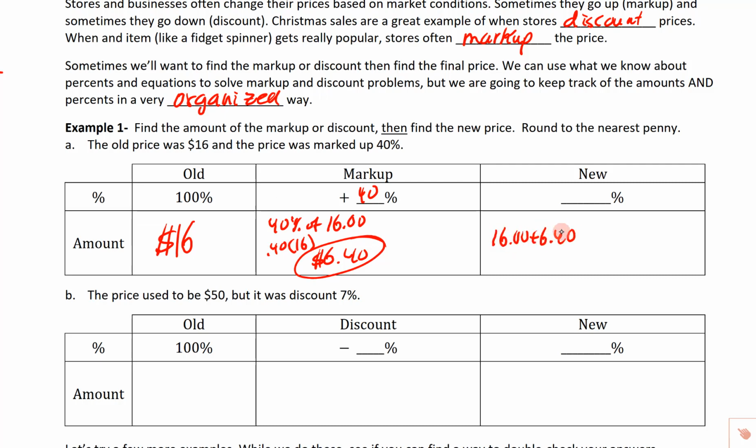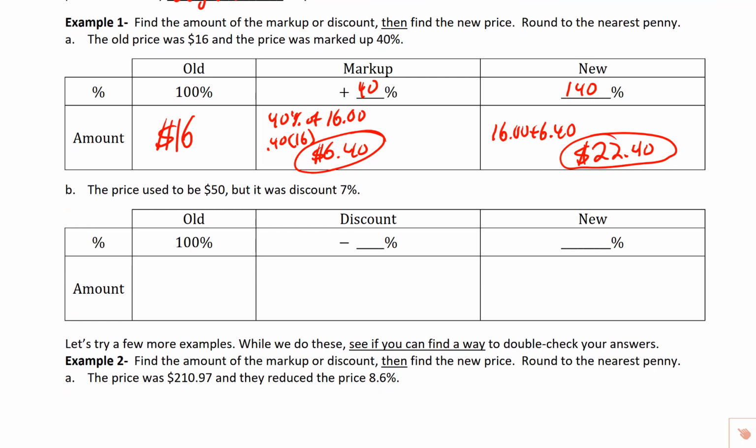Hopefully you can do that in your head. If you can't, just grab a calculator. So this is going to be $22.40. Got to work on my penmanship here. And there we go. So there's the answer. Now, we do want to keep track of these percents because this is going to be interesting in the end. We paid 100% to start with, marked it up 40%, so we actually ended up paying 140% of the original price. So let's take a look at another problem, keep track of it the same way.